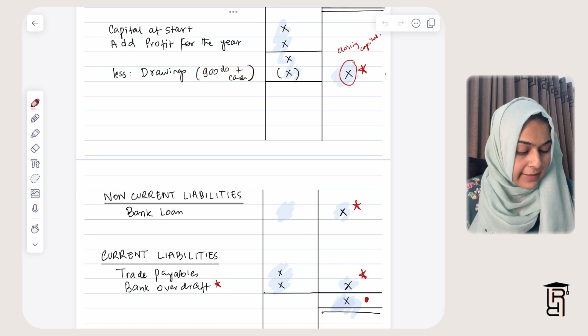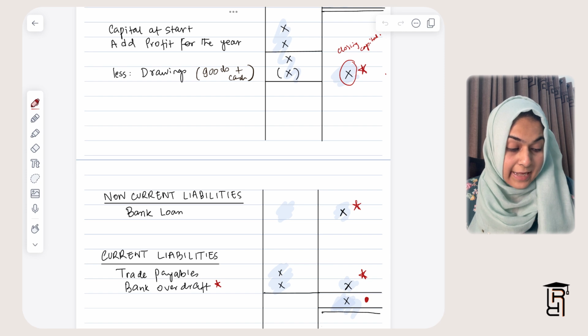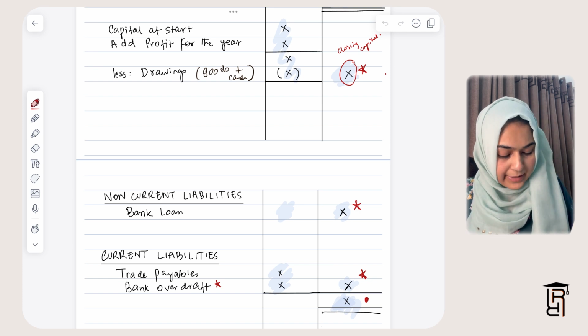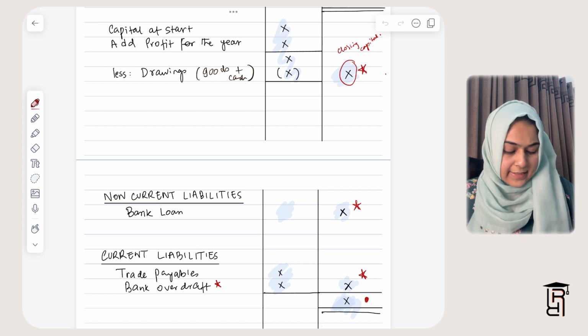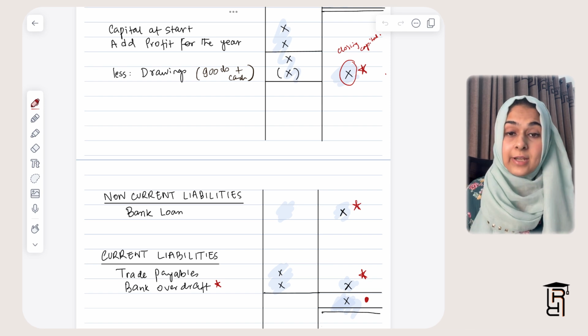So how do I get this value? When I add closing capital plus the bank loan plus the current liabilities, I will get this value, which is my important value. So what is happening here is that the accounting equation is balancing. Assets is equal to capital plus liabilities. So capital plus liabilities is one balancing figure, and total assets is one balancing figure, and that is how I balance my statement of financial position.